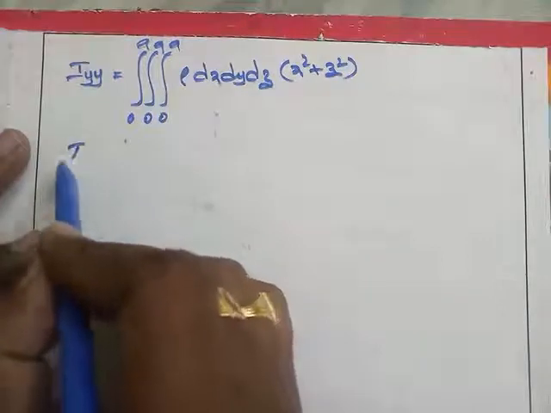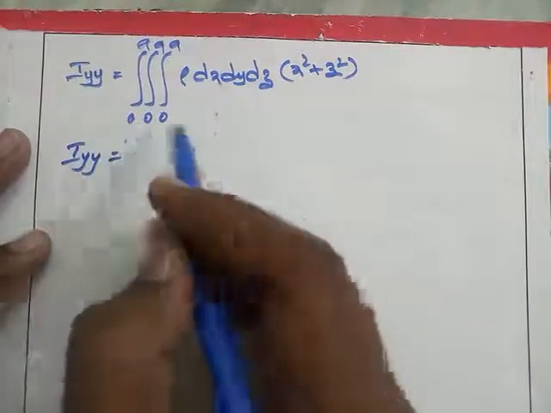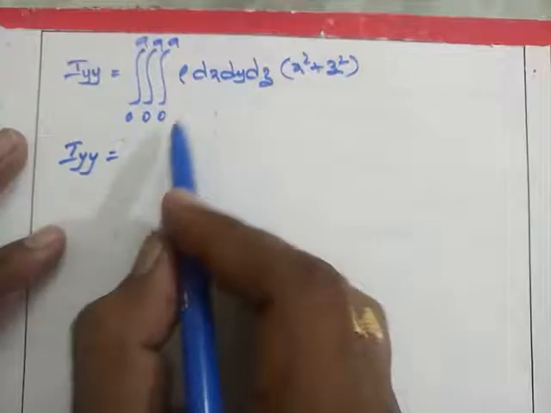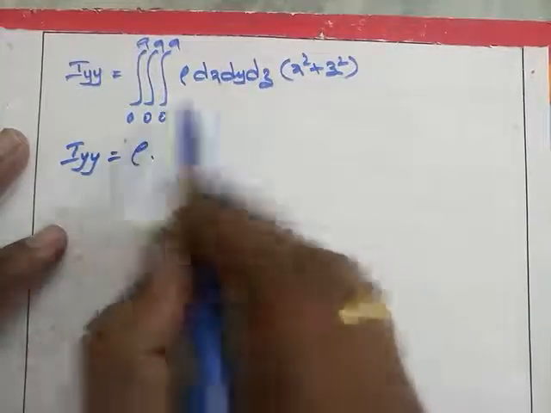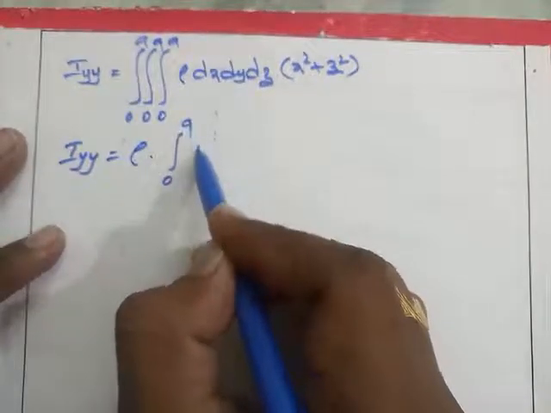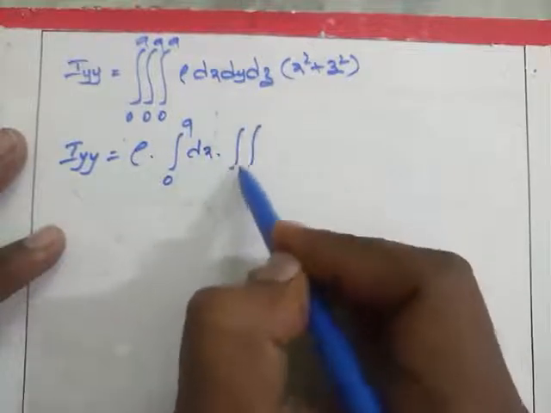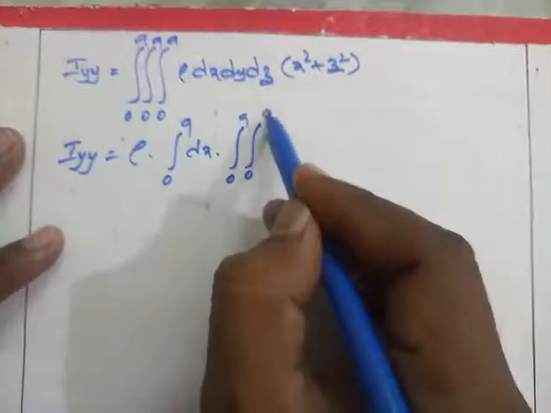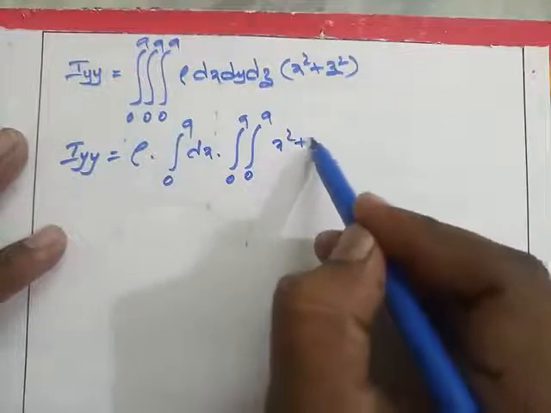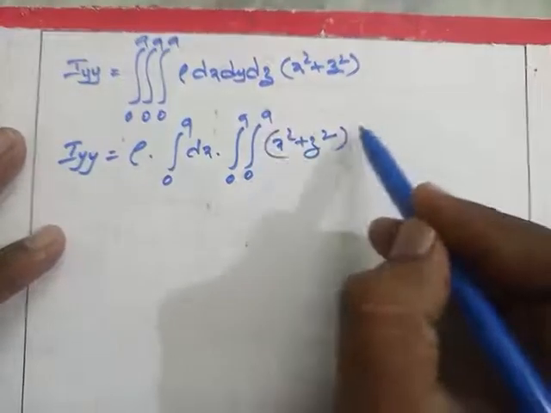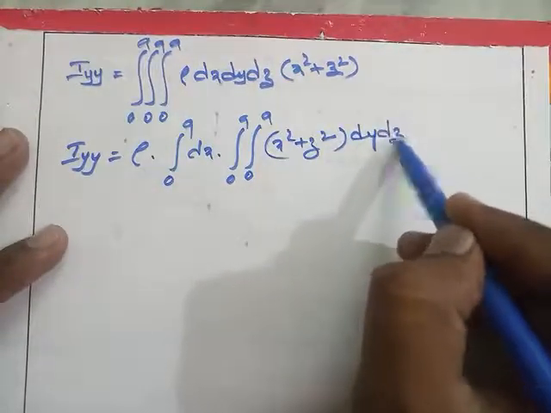We will get a value similar to Ixx, and let us separate the terms: rho right outside the integral, 0 to a dx, and the double integral 0 to a, 0 to a, of x square plus z square into dy dz.